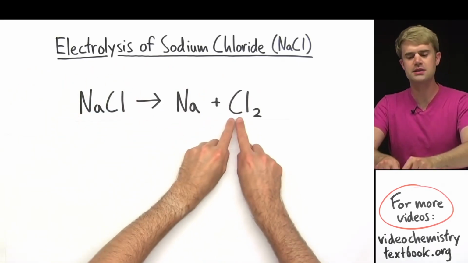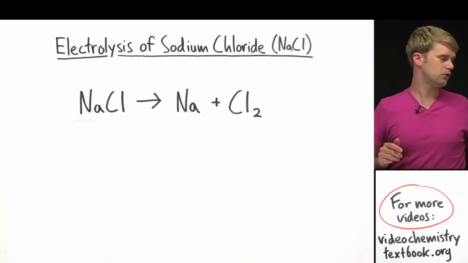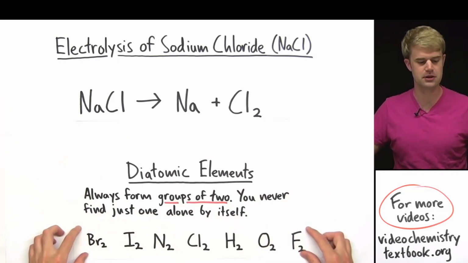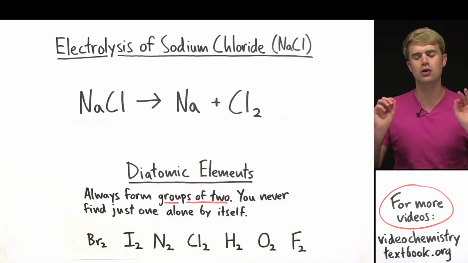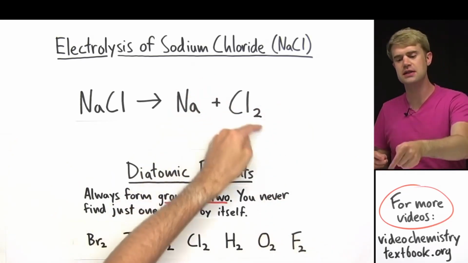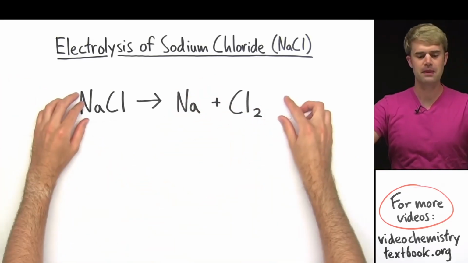Now sometimes people ask me, why is it Cl2 and not Cl? Well, that's because Cl, chlorine, is one of the diatomic elements. These are the diatomic elements. And the diatomic elements always form groups of 2. They always pair up together. You never find just one of these atoms alone by itself. So this would never just be Cl. It would be Cl2 instead. So the equation we've got here is an example.